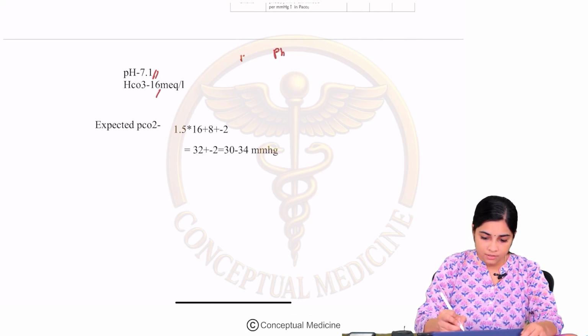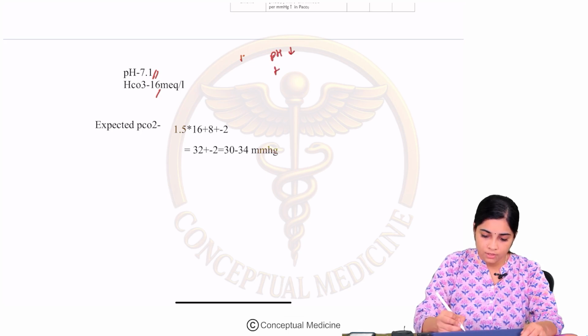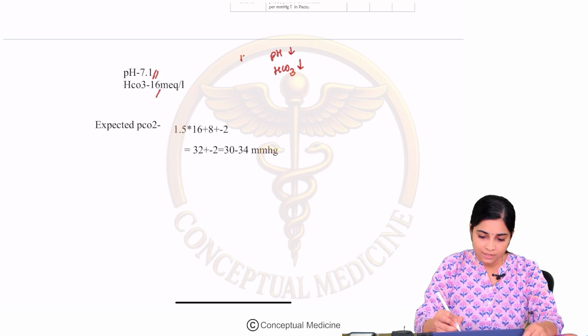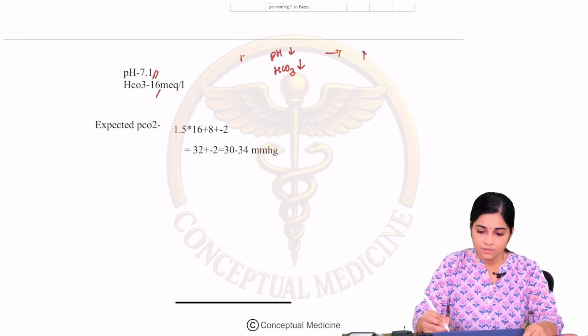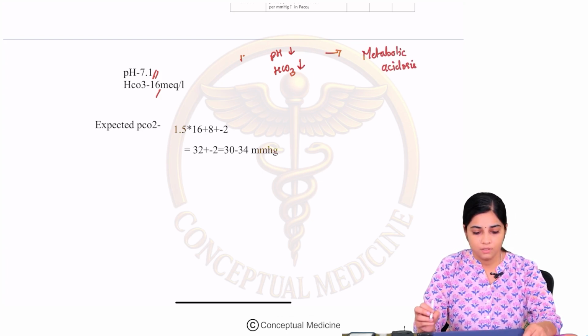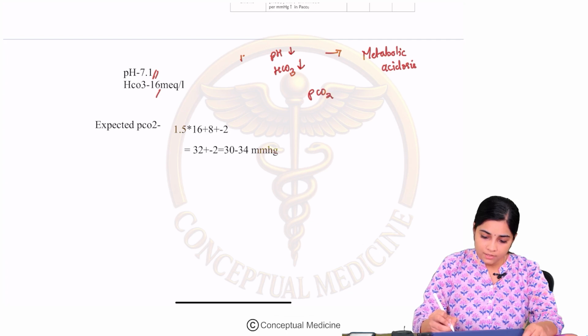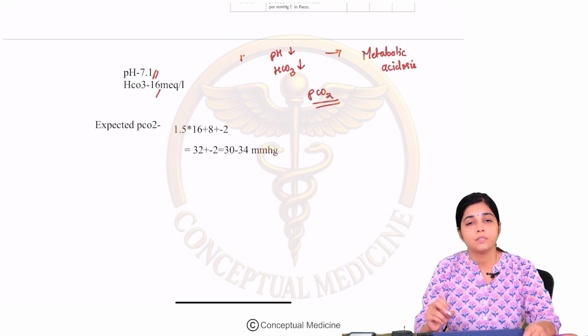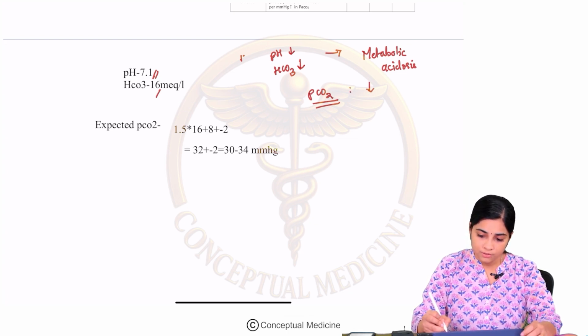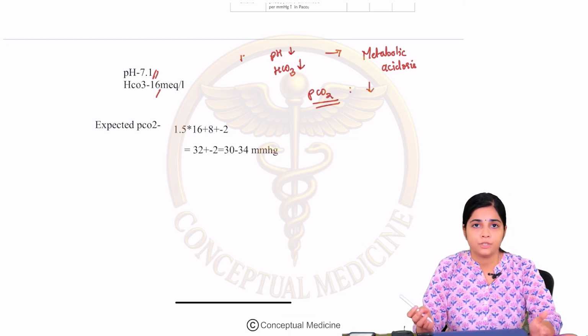The pH is low, and the normal bicarbonate is 22 to 28, average 24. So the bicarbonate is also reduced. So this is a metabolic acidosis. Now, what should the PaCO₂ be? In a primary metabolic acidosis, the PaCO₂ should also reduce. So by how much should it have reduced?